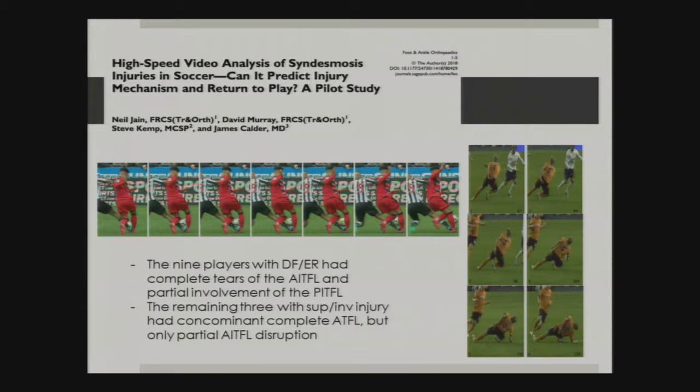Notice the top left with the player in the red jersey. As he takes a tackle from another player, his ankle continues to be dorsiflexed as his body, or his tibia, externally rotates over the top of that. That was the main mechanism they described, and this seems to be consistent across most of the literature I looked at.